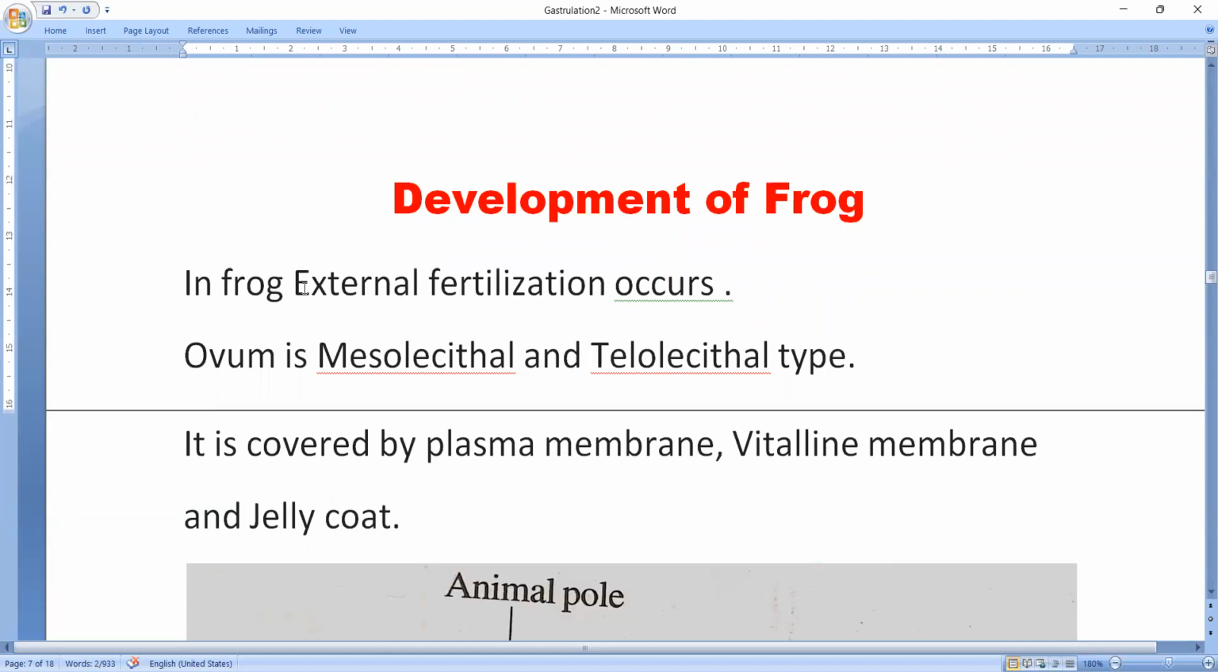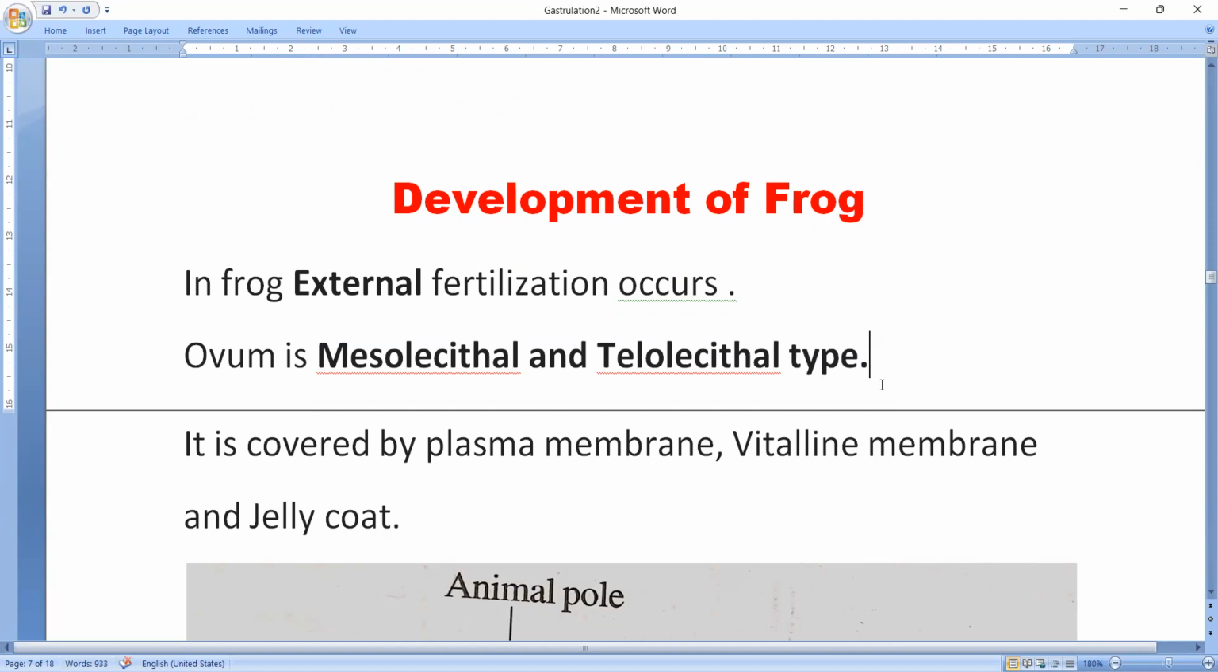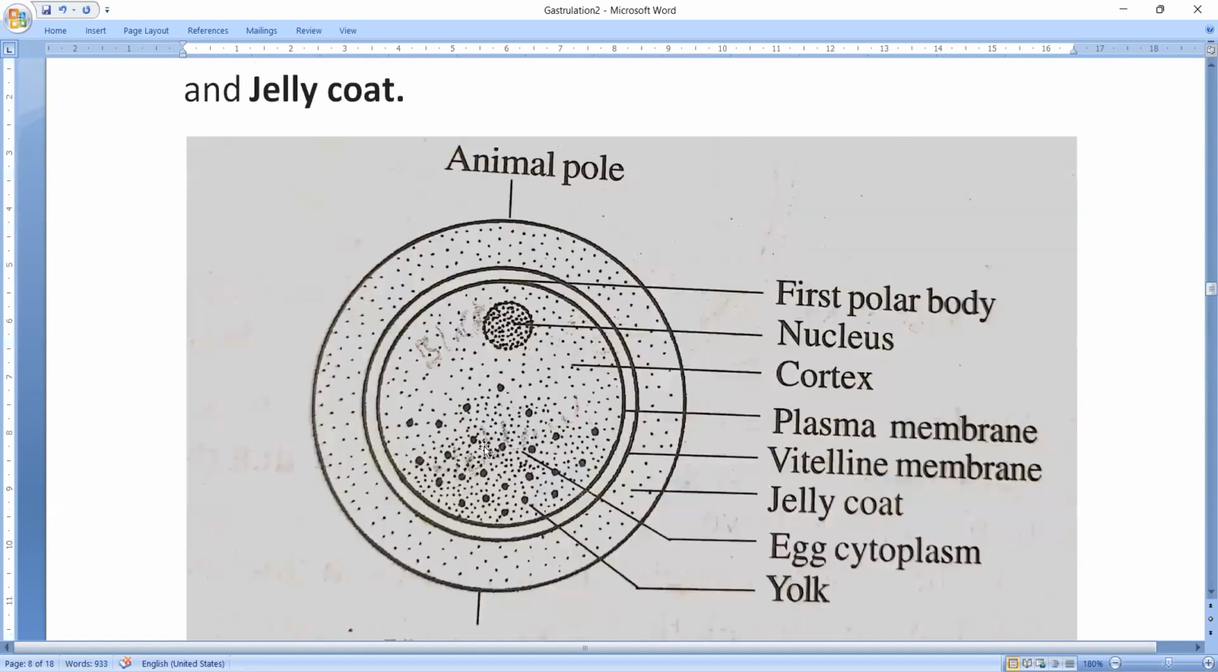Okay, in frog, external fertilization occurs because they do not contain the copulatory organ. Okay, so ovum is mesolecithal and telolecithal type of ovum. It is covered by a plasma membrane, a vitelline membrane and a jelly coat. So this is the egg. So this is animal pole. So this is vegetal pole, right?